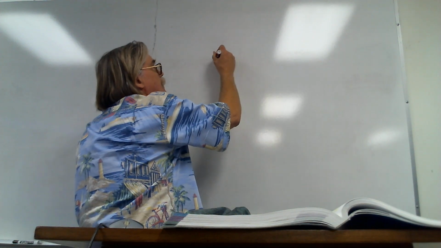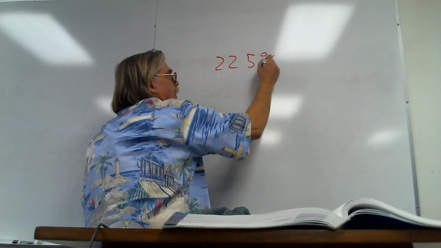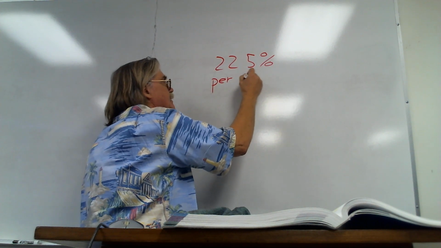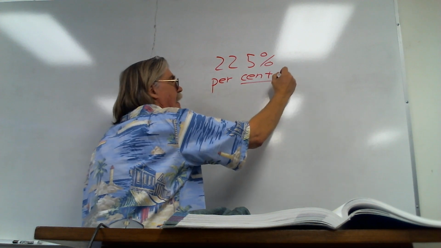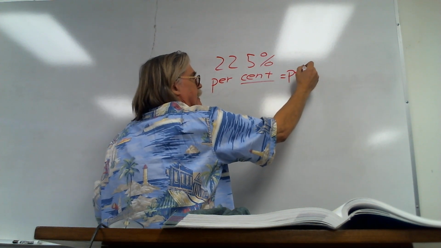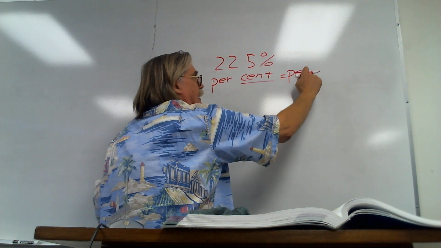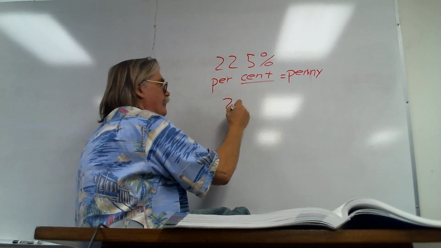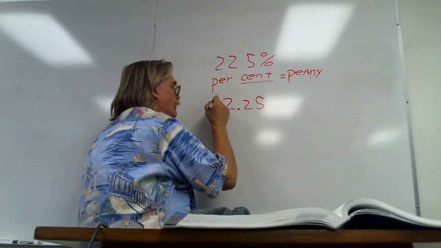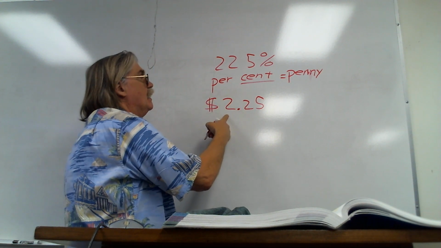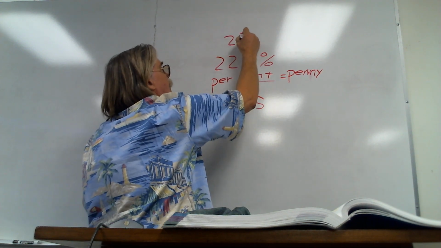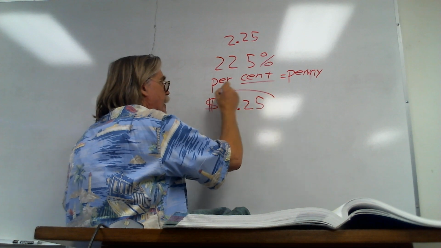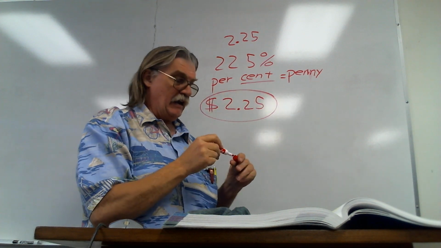Now, if you had to figure out 225%, how do I write that as a decimal? Well, it's in the word. Look, percent. Cent. That's a penny, right? Think of money, a cent. How many cents does that cost? That's a penny. Well, if you had 225 pennies, you'd have $2.25. And look at that. 2.25 is the decimal value of 225%. So, quick, easy way. Think money, right?